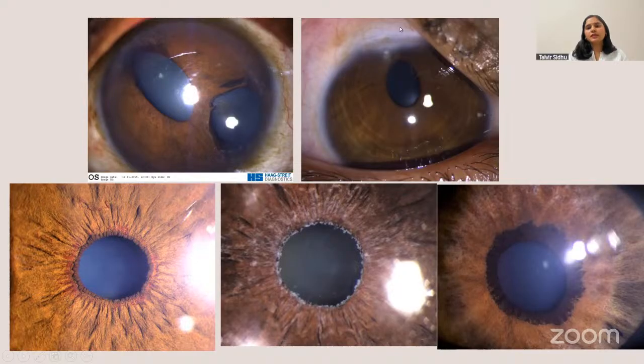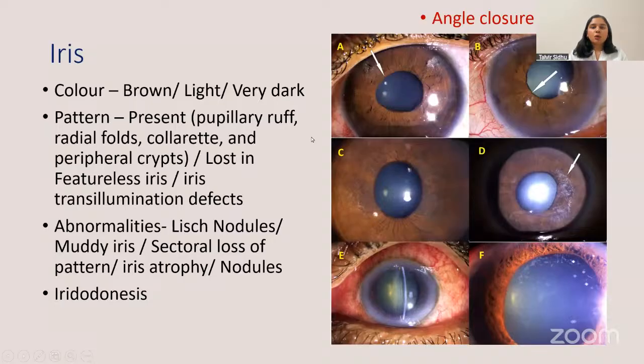Here you can see that there is corectopia. Pupil has shifted to one side. Here you can see that there is neovascularization at the iris, and this is usually seen as very small red vessels around the pupil. Here you can see pseudoexfoliative material on the pupil. This is ectropion uvea.